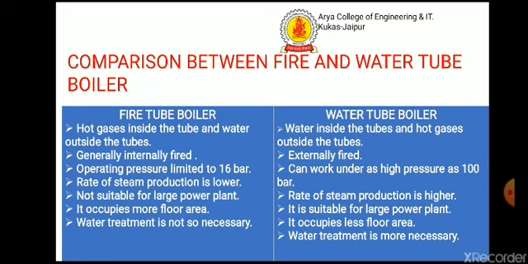Next, fire tube boiler is generally internally fired and water tube boiler is externally fired. Rate of steam production is lower. Next, rate of steam production is higher. Water treatment is not so necessary. Water treatment is more necessary. Already discussed, water circulation is poor and water circulation is better. Not suitable for large power plant, and water tube boiler is suitable for large power plant. Rate of steam production is lower in fire tube boiler. Otherwise, in water tube boiler rate of steam production is higher.